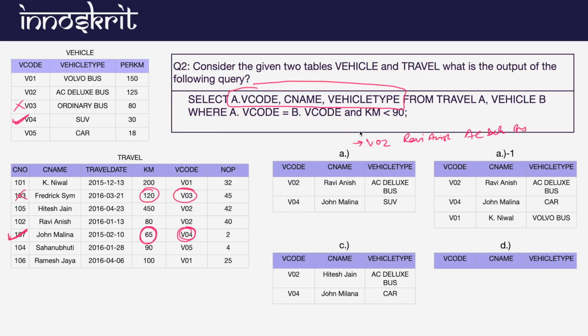So what do we have to select from this result set? The V code is V04, the name is John Malia, and the vehicle type for this is SUV, right? So this is the SUV. That means this is also in the result set.